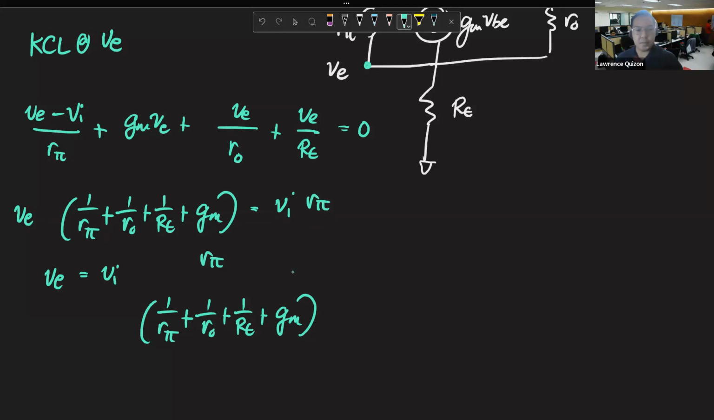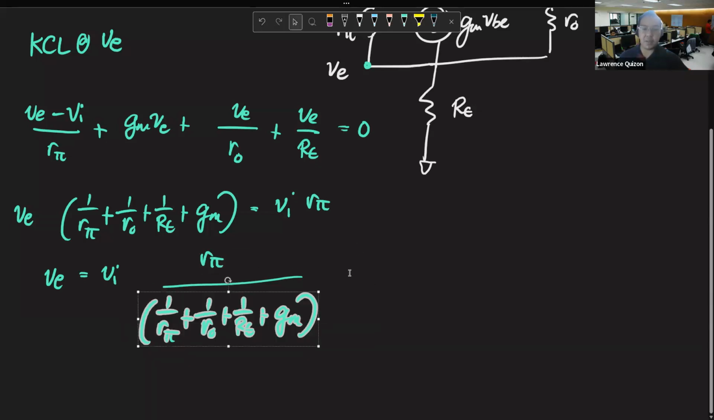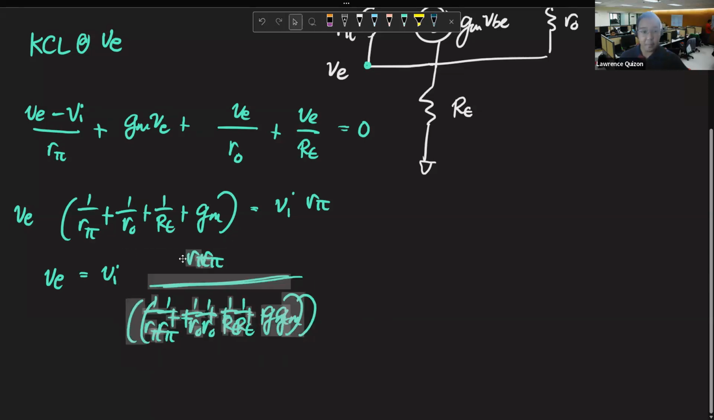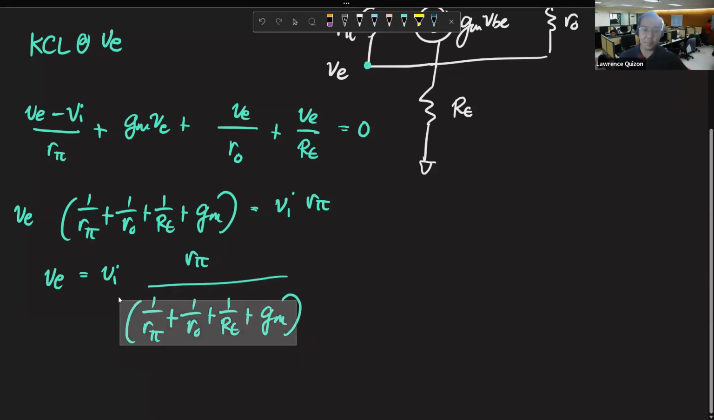So VE is V in times R pi divided by some sort of value, which is less than 1. Actually, less than 1, kasi mananalo dito si gm eh. Like, this is 1 over 100K, 1 over 5K, 1 over 200, plus gm. I think gm will win because gm is sometimes like 18 millisiemens or something.